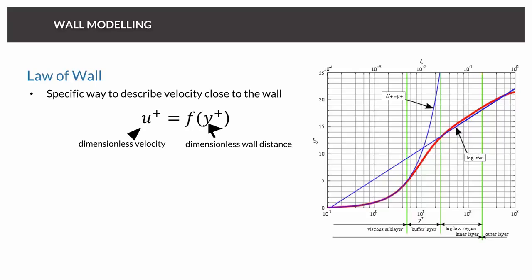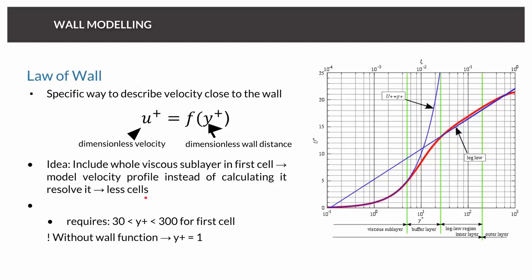Just in case some of you don't know what dimensionless means, it actually means that you divide your velocity. You make it dimensionless. It's important because you are not interested in absolute values, but in relative ones.